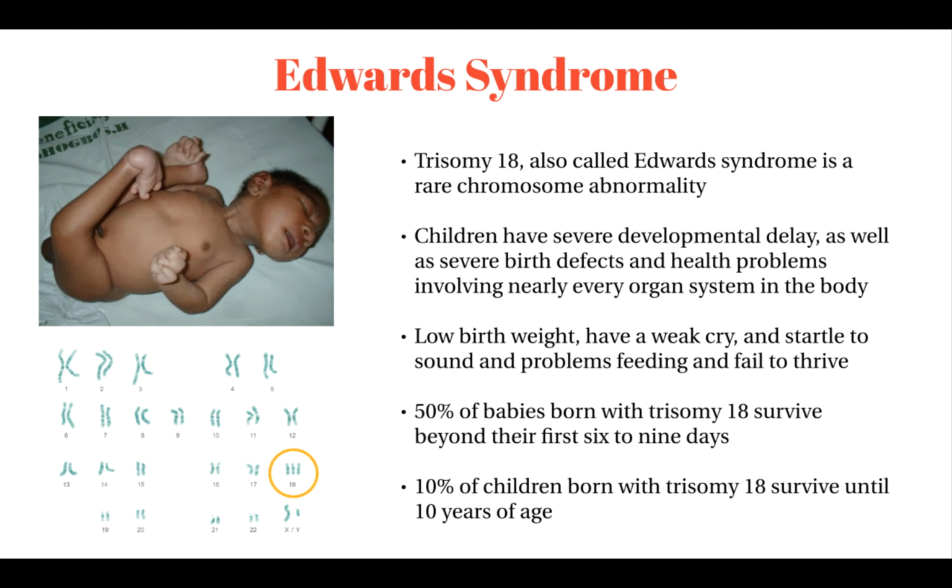Babies with trisomy 18 have low birth weight, a weak cry, and they startle to sound, and they usually have problems feeding and fail to thrive. The problems with feeding and their heart problems give them an increased susceptibility to infection, and these are factors that contribute to the death of these children.